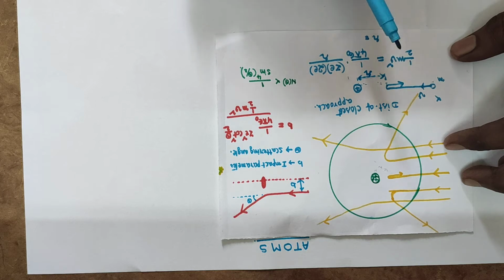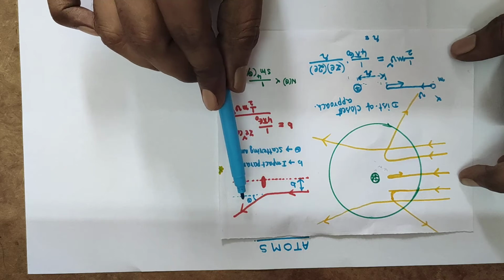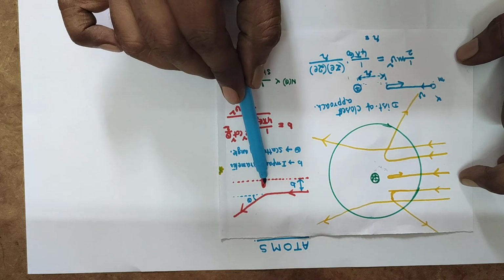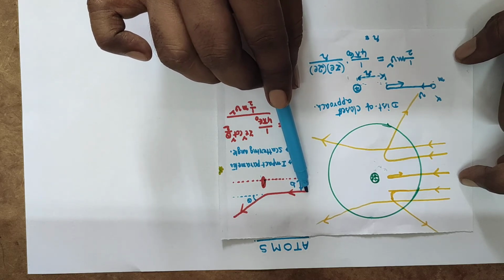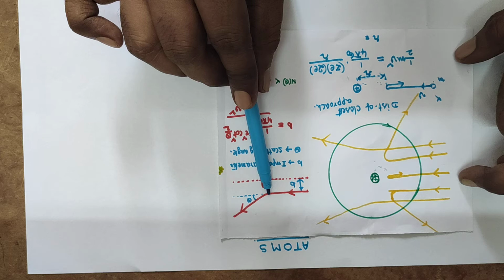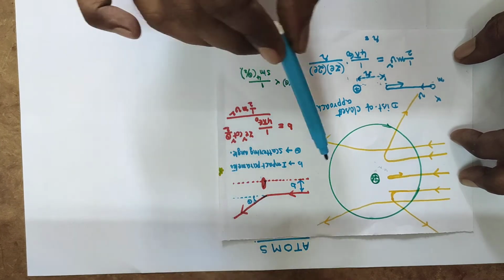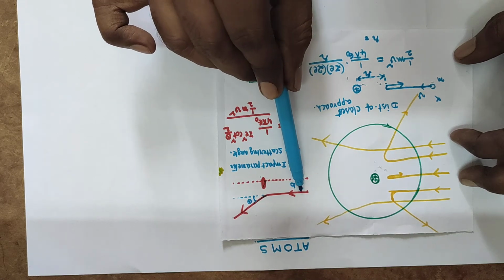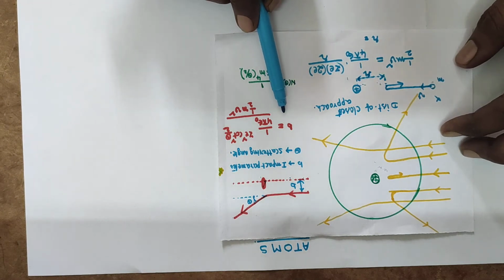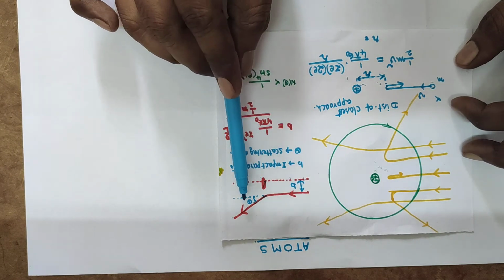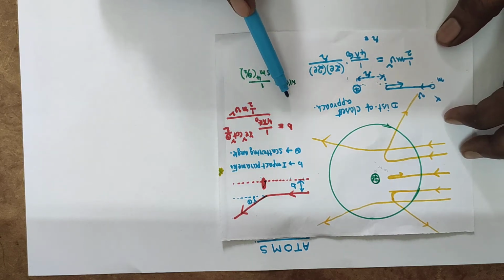And here they have developed a relationship between impact parameter and scattering angle. See, this is the nucleus. Suppose an alpha particle is approaching the nucleus like this, and here at this position it scatters. This is the scattering angle. This perpendicular distance is called the impact parameter, and this is the relationship between impact parameter and scattering angle. From this relation, what can we understand?